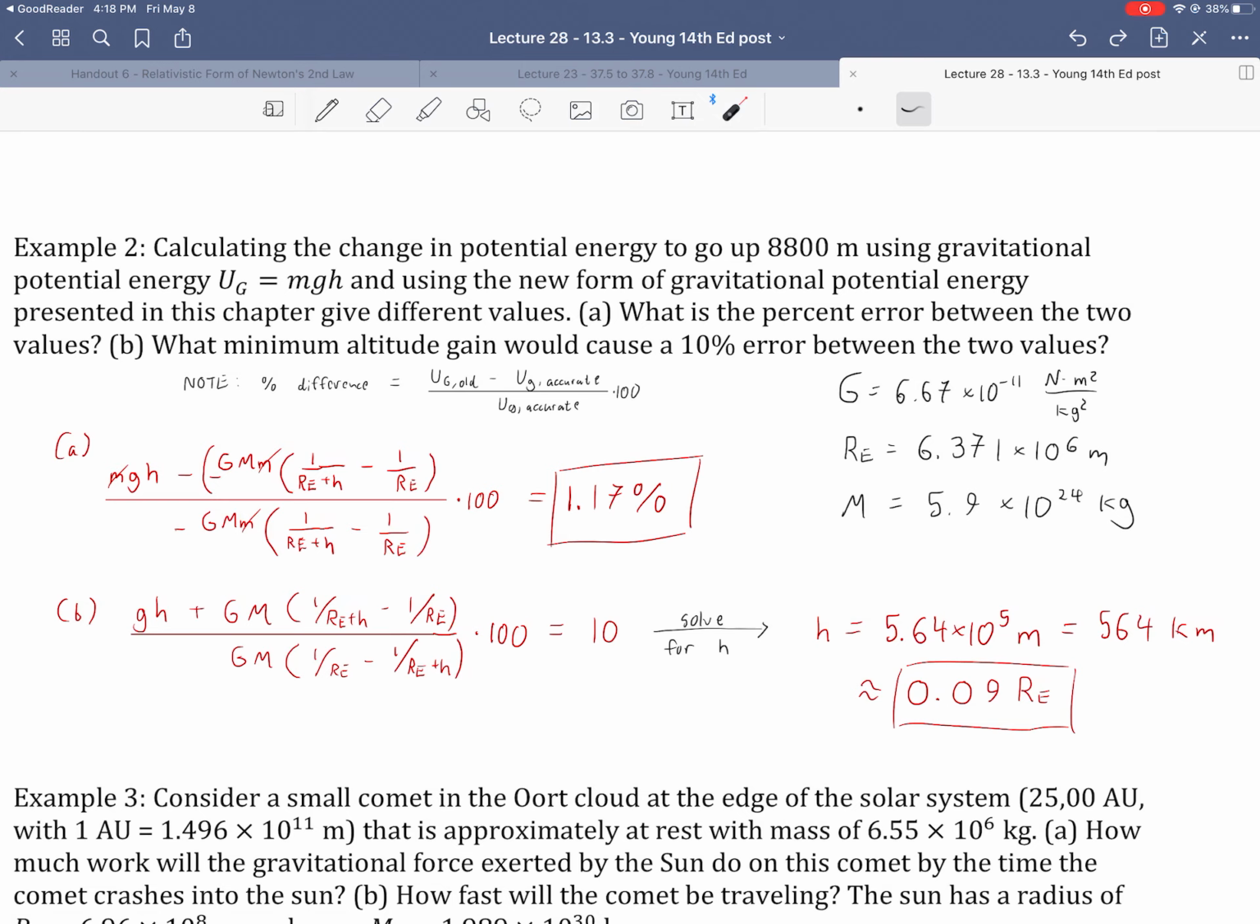Now, it's a nonlinear relationship, so it's not always going to be like 29 for 30 and so on. But at this particular point, you increase your height by about 9%, and your error is about 10%. Anyway, this is going to wrap up the first video.